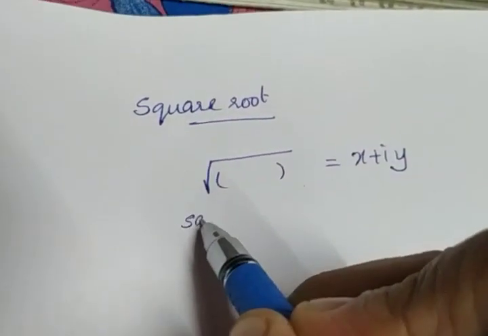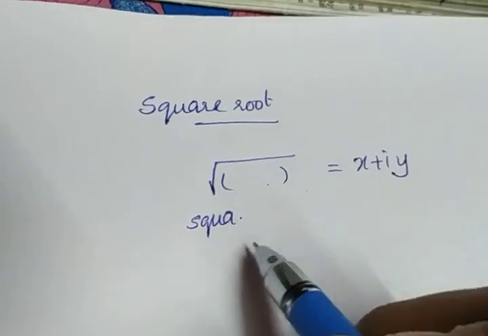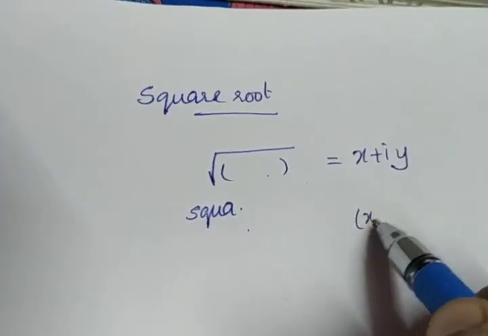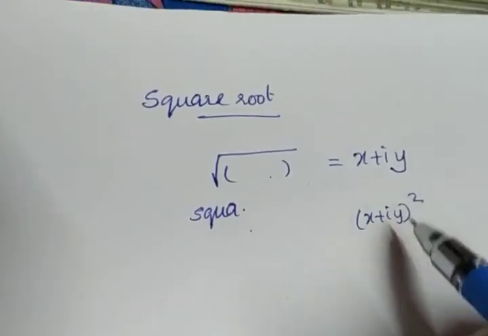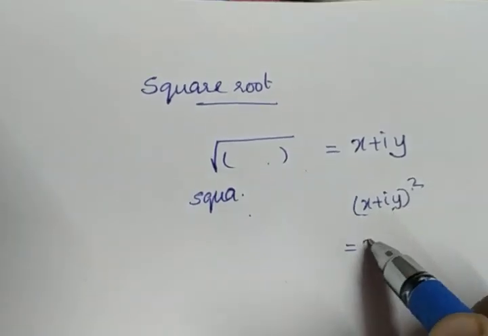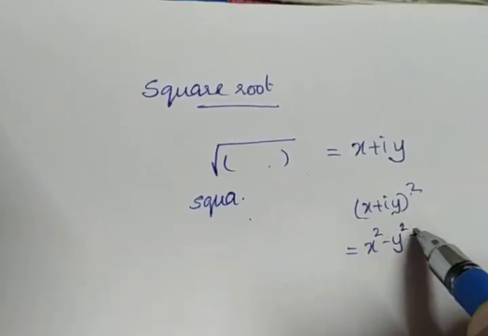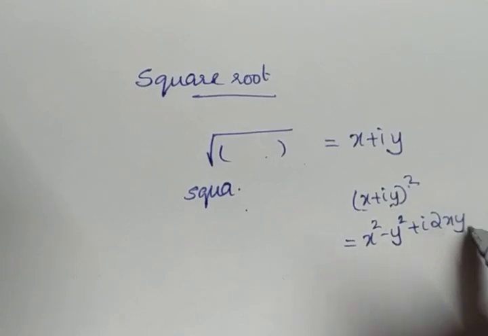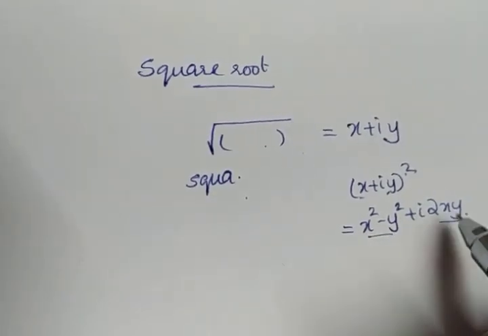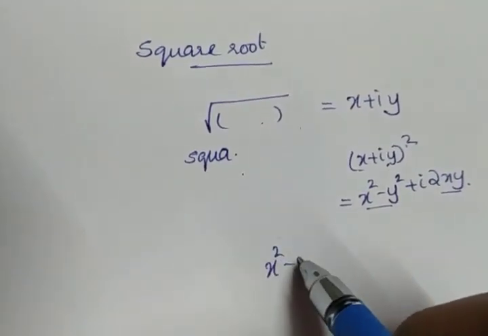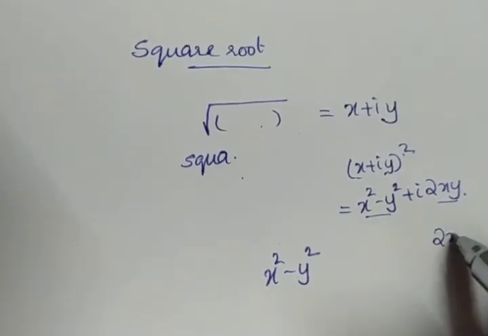Second step is square both sides. When we square, the left side square root will go and the right side will become x plus iy the whole square. Expand the right side. So we are getting x square minus y square plus i into 2xy. Then we will equate the real part and imaginary part. So we will get the value of x square minus y square and also 2xy.